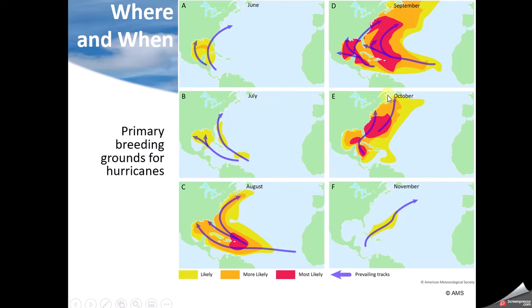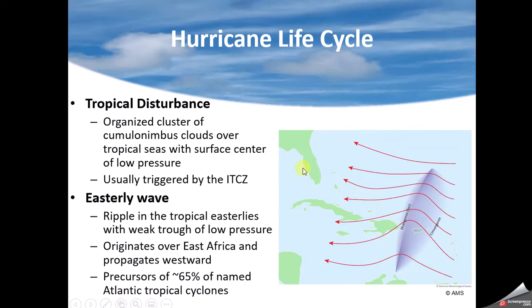So you can actually see the breeding grounds. You start off near the U.S. As the ocean begins to warm, you get more and more waves coming off of Africa that begin to form longer-lived hurricanes. And eventually, you get the longest ones in September to October, and then they move back towards the coast and gradually dissipate.